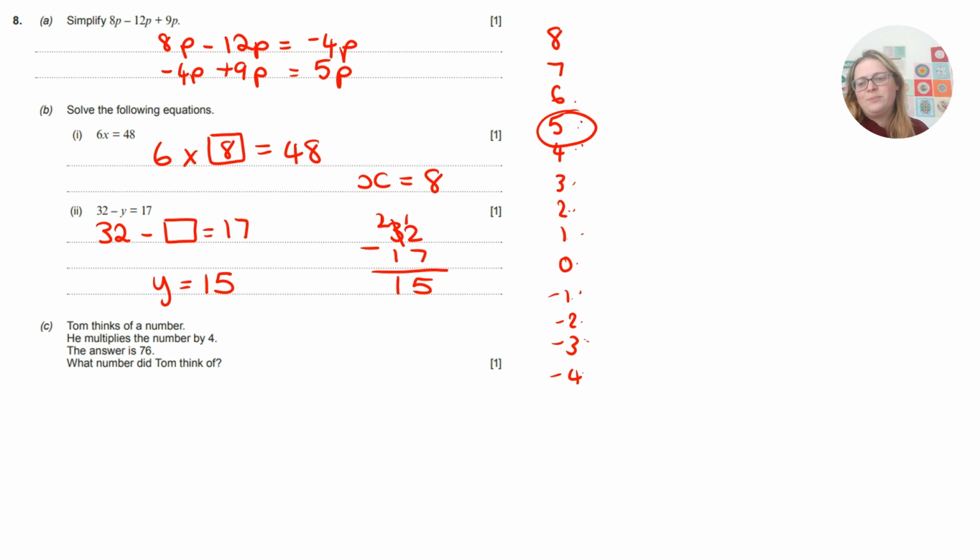And the last question, he thinks of a number and multiplies it by 4. So Tom's number, we don't know what it is at this moment in time. He times it by 4 and he gets 76. So again, I'm working backwards. I can go up in my 4 times tables, but that's going to take me a really long time. So the easiest way for this one is actually using your bus stop method. So how many 4s go into 7? Well, there's 1 four, but there's 3 left over. How many 4s go into 36? There's 9. So Tom is thinking of the number 19.